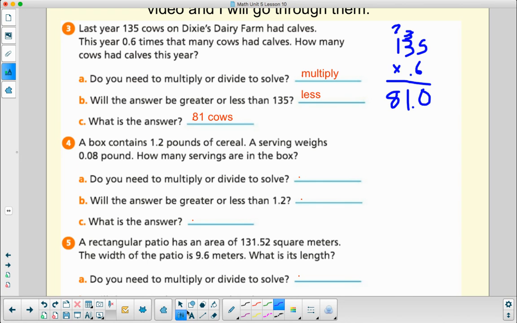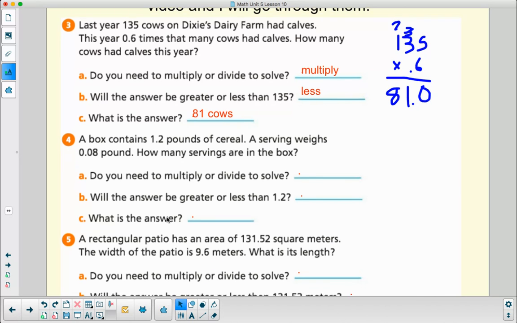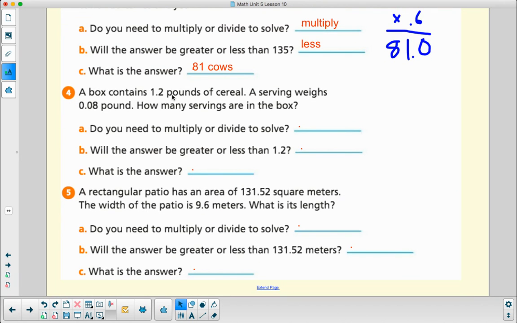Number 4, a box contains 1 2/10 pounds of cereal. A serving weighs 8/10 of a pound. How many servings are in the box? Do I need to multiply or divide to solve? Well, what do I know? A box contains 1 2/10 pounds of cereal. It has 1 2/10 pounds in the box.